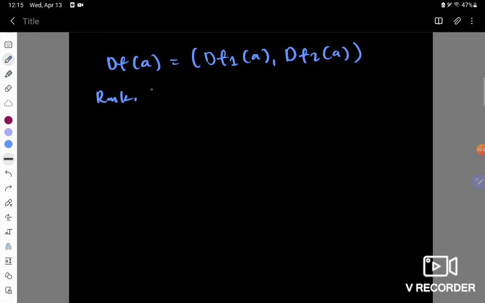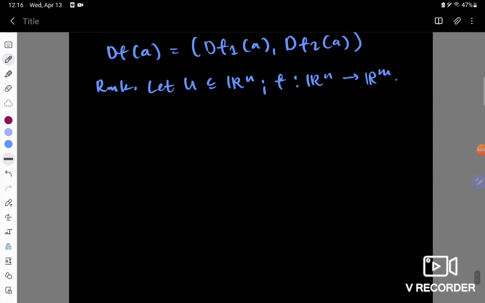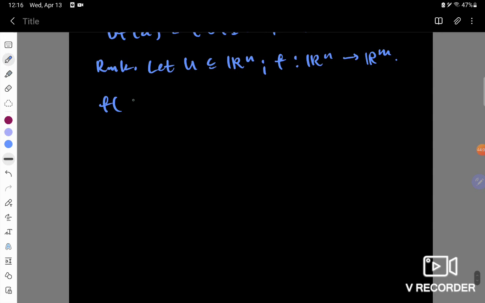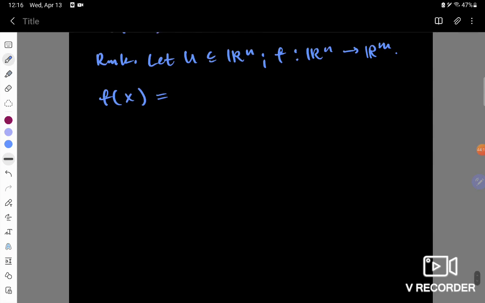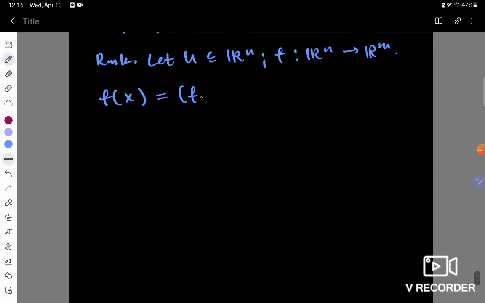So we let u be again this open subset of R^n, and we want f from R^n to R^m. So then we have f of some n-dimensional vector x. We can split it into these components. The action of f on x is going to carry into R^m, and so, as we saw above, we can look at it as m different functions acting on x, right? So f_1 through f_m of x.